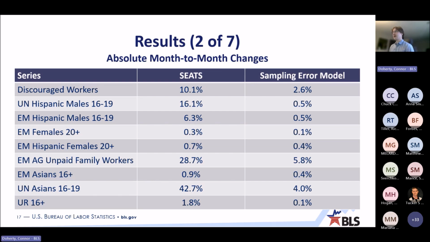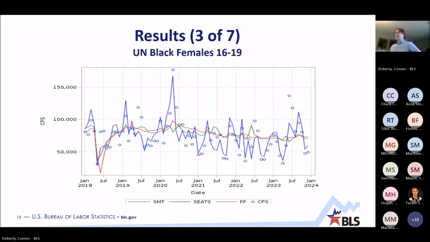So now let's look at some plots. This is a plot of our estimates for unemployed Black female teenagers. This is a pretty noisy series generally, so this is a good one to look at to see the difference between SEATS and the sampling error model. In blue, we've got the SEATS model, and we can see it's pretty noisy the whole time.